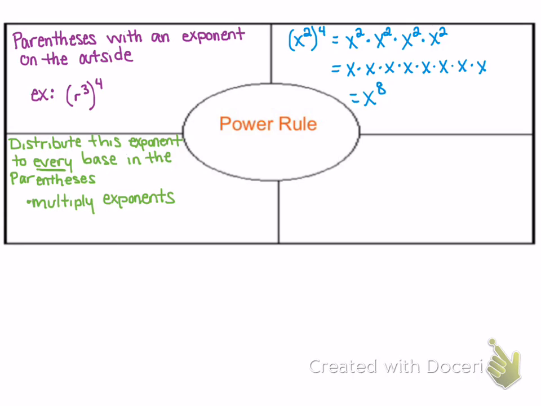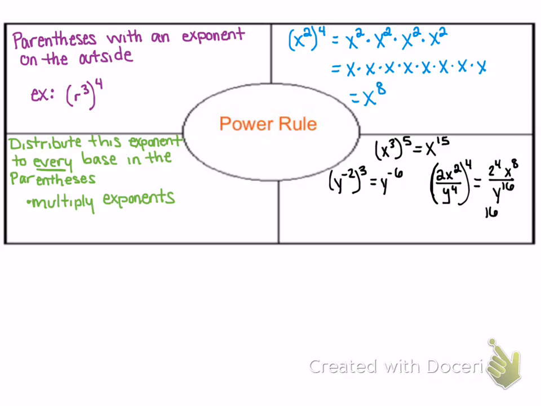Let's take a look at some examples. If we have x to the third to the 5th power, we'll multiply that 3 times 5 to get x to the 15th. Y to the negative 2 to the 3rd power, when you multiply those, you get y to the negative 6th.